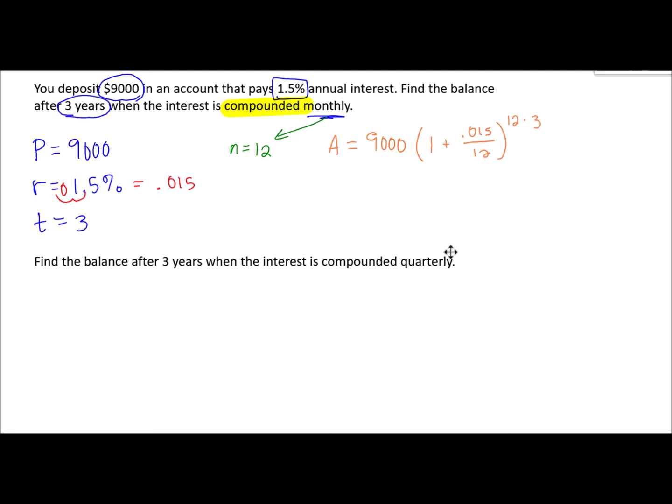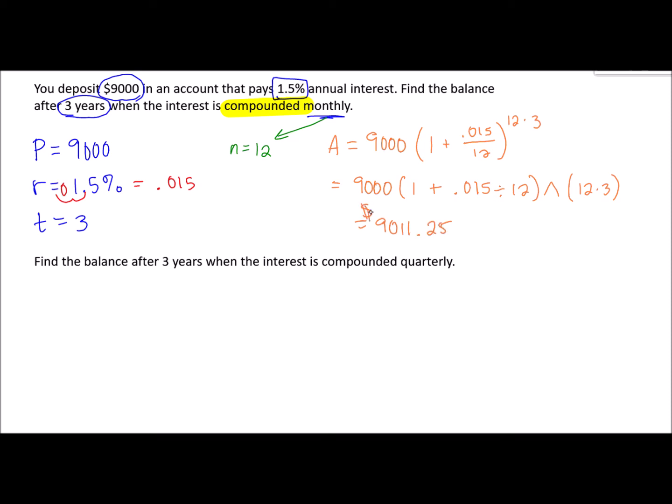Okay, there's the formula. And then if I were to plug it into the calculator, I would hit these keys: 9000 parentheses 1 plus 0.015 divided by 12 parentheses caret, the up arrow thing, new parentheses 12 times 3. Okay, I got 9,011.25.